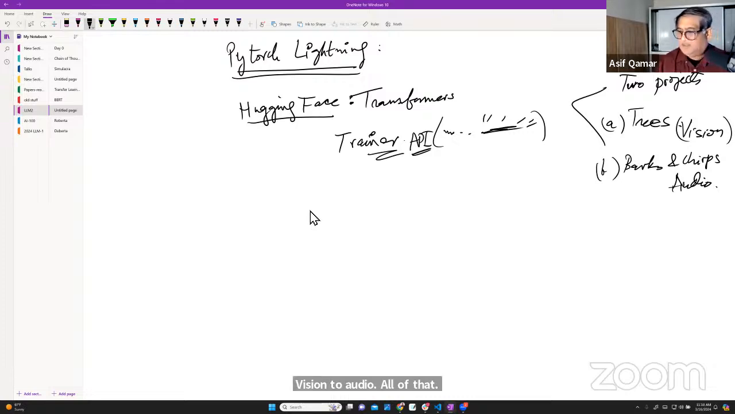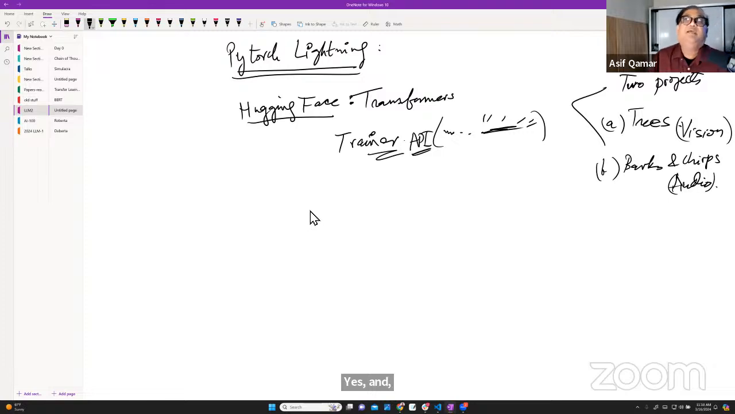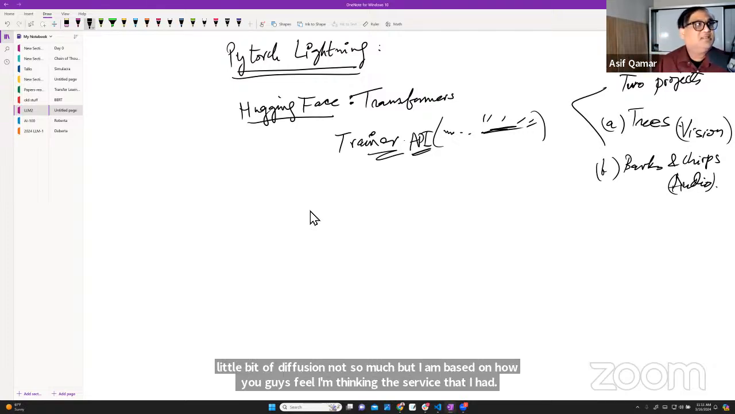And this is also very important, because as you know, the big thing that is happening currently, and is extremely hot, is the diffusion models, right? So we need to have enough coverage of the computer vision areas, right? And initially, when I started this bootcamp and the syllabus that I had, I was going to do a little bit of diffusion, not so much, but based on how you guys feel, I am thinking that the use of LLMs with video is significant enough.